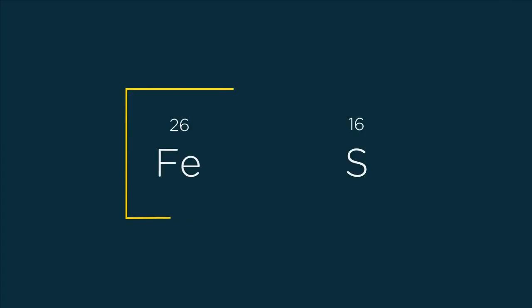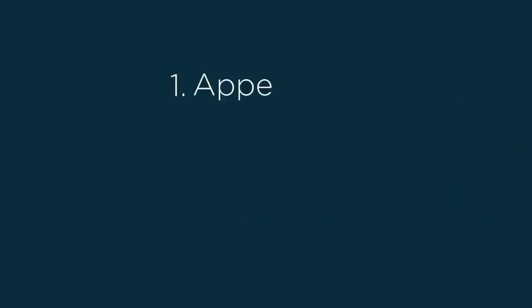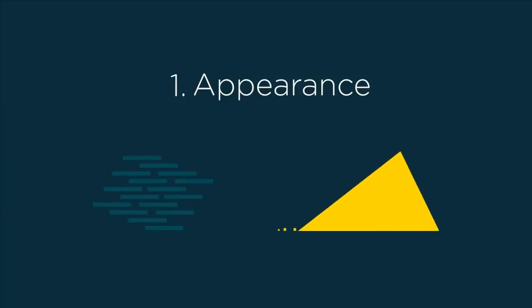Through the rest of the lesson, the two elements, iron and sulfur, will serve us as examples. We will perform 4 tests. Test 1. Let's check the appearance of the elements. This is simple. Iron filings are dark grey crystals, whereas sulfur is a bright yellow powder.